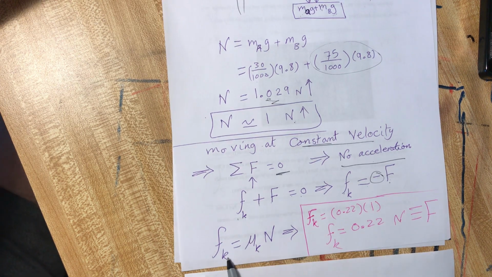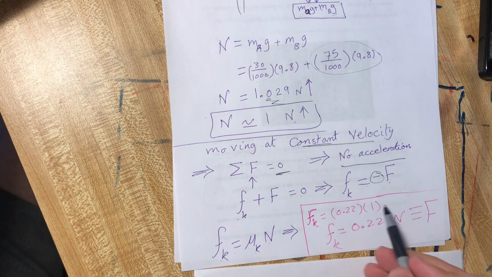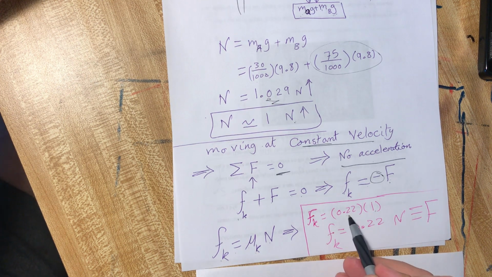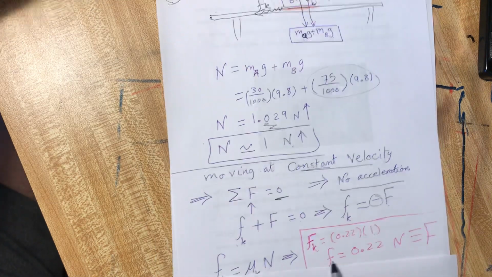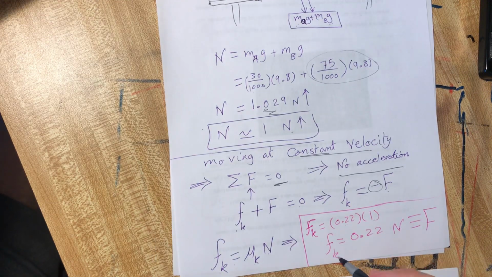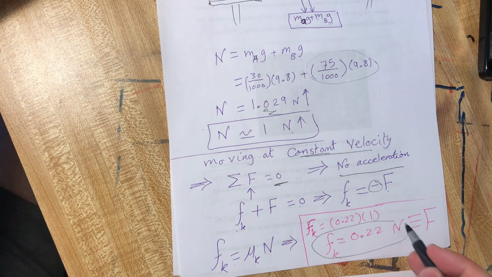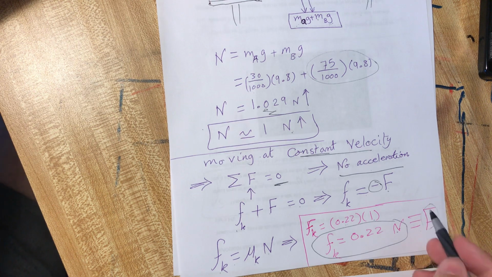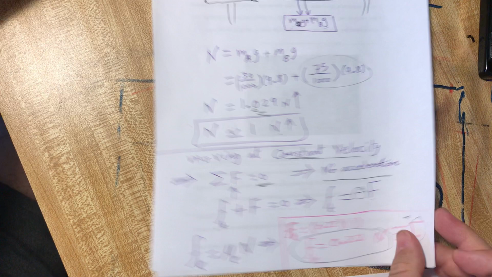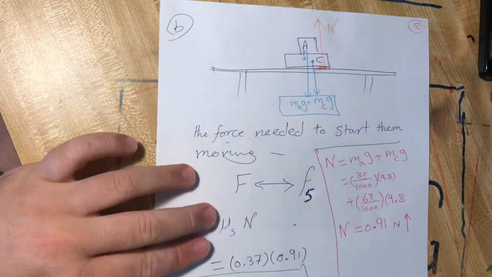We know the law for finding the kinetic friction force. It is mu k multiplied by the normal force. The normal force is equal to 1. The mu k is 0.22. It is given. Okay, so the total friction force is 0.22 newtons, which is the same as the applied force needed, but in the opposite direction, as we said here. Okay, part B.